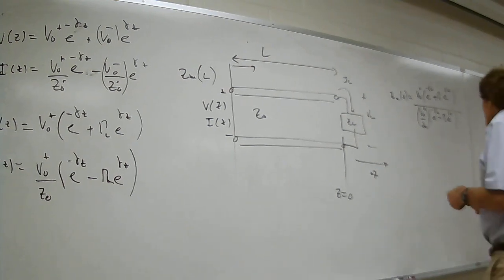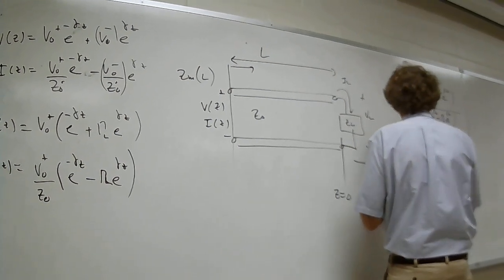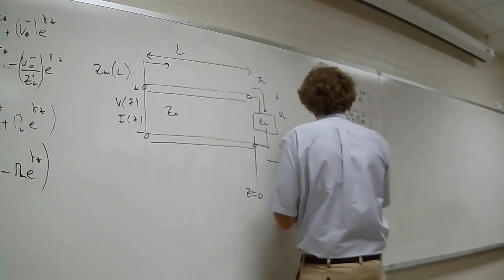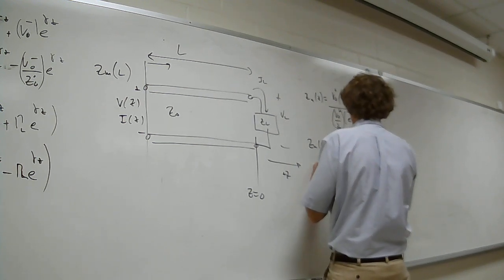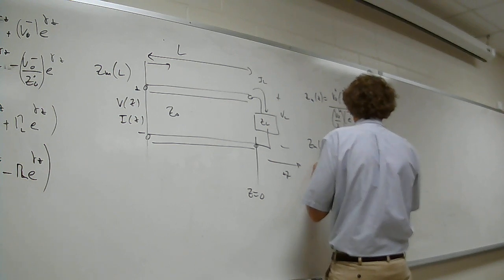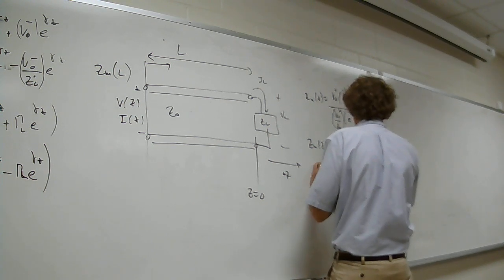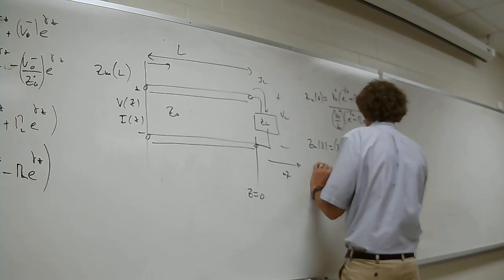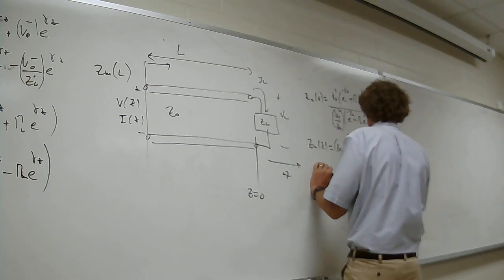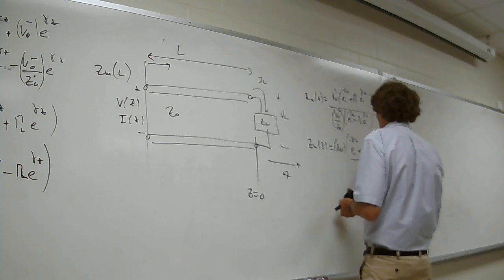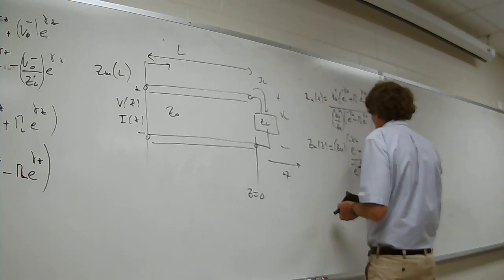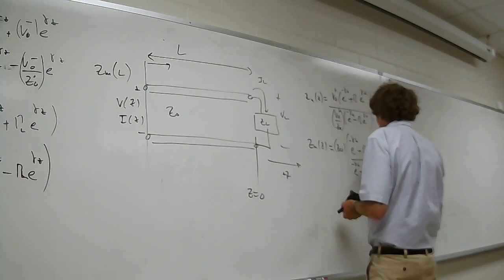All right. So anyway, Zin becomes what? As a function of Z, it becomes simply, look at that, Z naught comes upstairs, right? And then you have e to the minus gamma Z plus the reflection coefficient at the load times e to the plus gamma Z over e to the minus gamma Z minus the reflection coefficient at the load times e to the plus gamma Z.